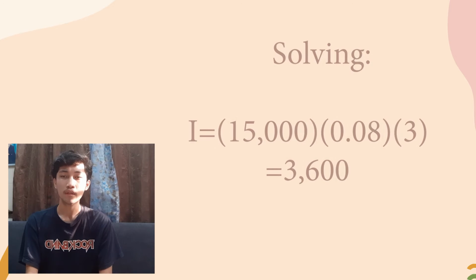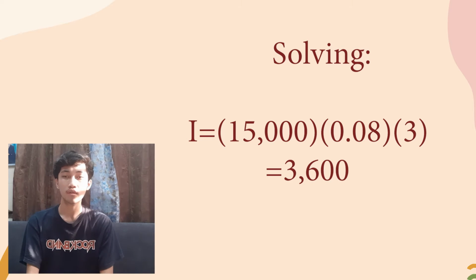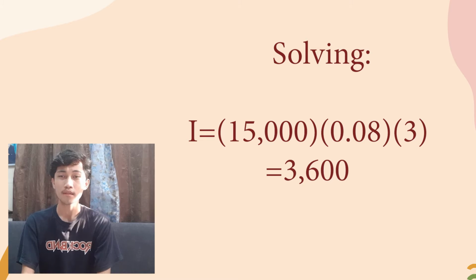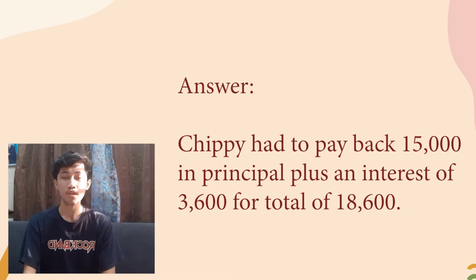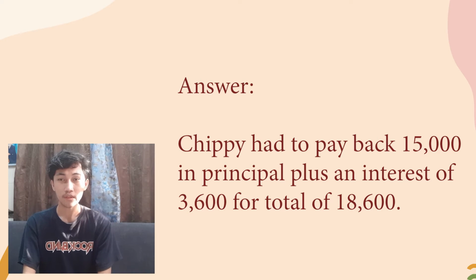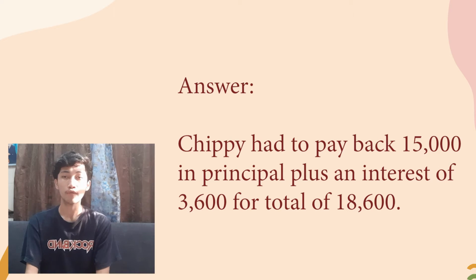So we have interest equals 15,000 pesos times 0.08 times 3 equals 3,600 pesos. So the answer for this problem is Chippy had to pay back 15,000 pesos in principal plus an interest of 3,600 pesos for the total of 18,600 pesos.